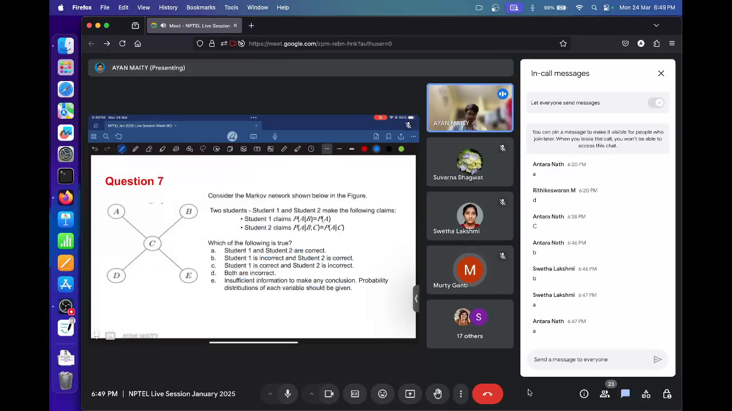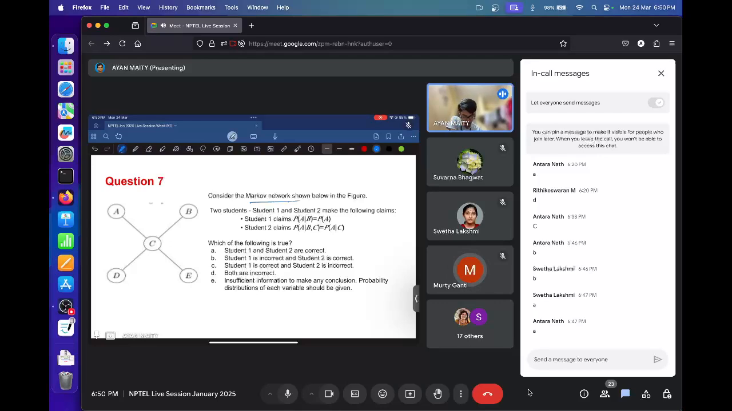Now question 7. This figure is similar to one of the questions that I solved earlier in this live session. The only difference is that in that question the edges were directed, something like this, but in this figure now the edges are undirected.